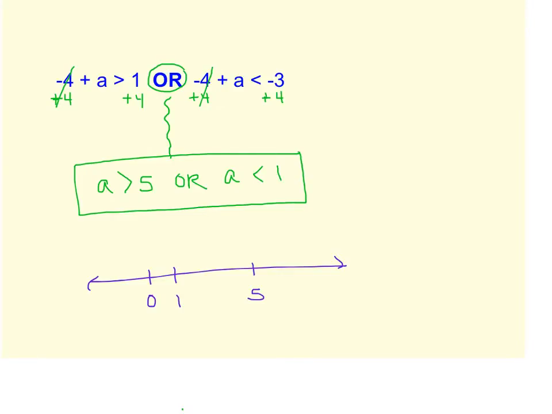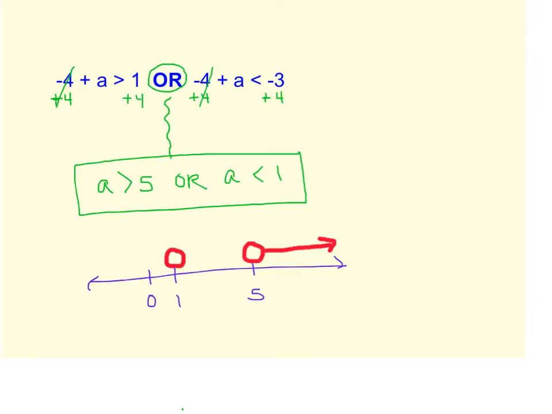So the first one we're going to do, a is greater than 5. So on the 5 over here, I'm going to do an open circle because of the greater than. So open circle, there it is. And then because a is greater than 5, I'm going to shade to the right. All right, now the next one, it says "or a could be less than 1." So I need to come over here to 1 and put a circle. That's going to be another open circle.